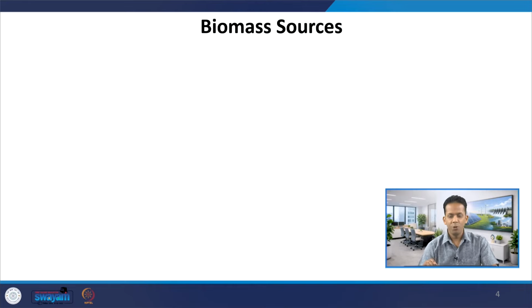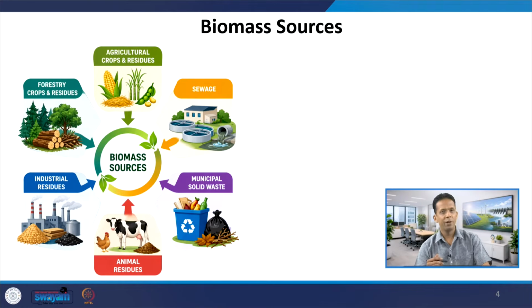So, if you look at different sources of biomass, we can get it from agriculture, forest, then municipal solid waste or municipal sources, industry sources, even sewage sources can also give us biomass. So, these are categorized in these 6 forms you can see here. The first one is agricultural and crop residues. Most of the biomass, or the lignocellulosic biomass that we talk about, comes from the crop residues or the agricultural sources from the farms. Second is forestry, crops and residues.